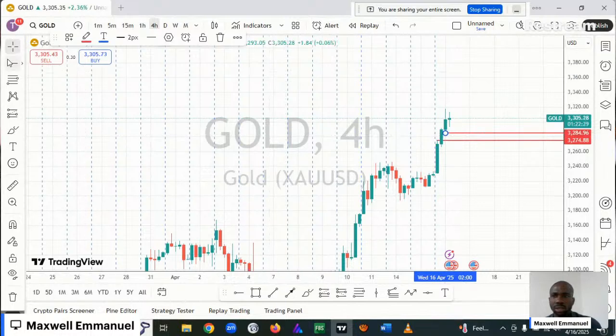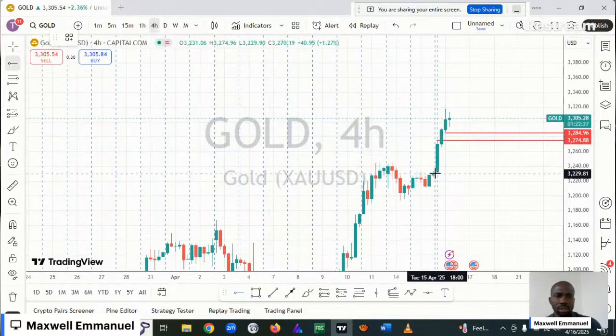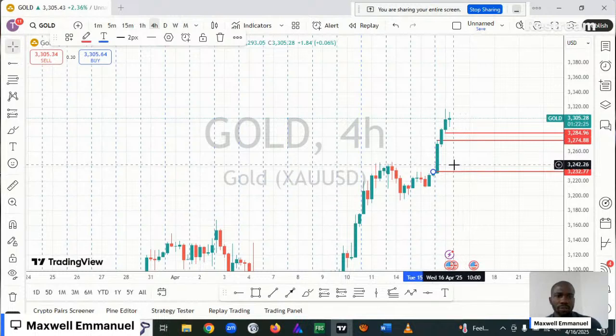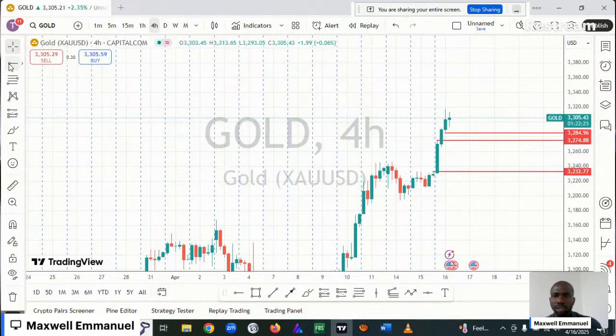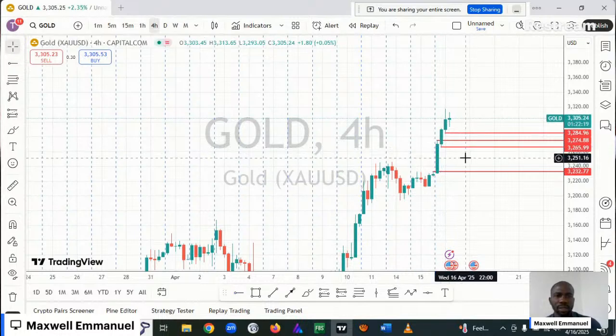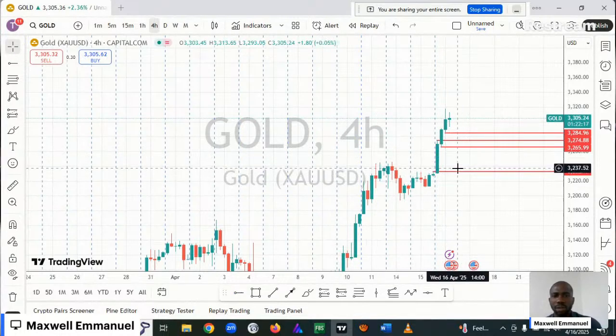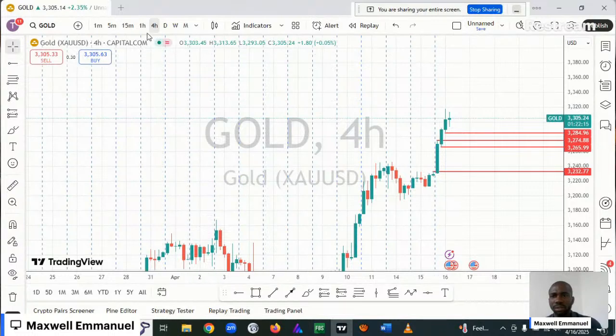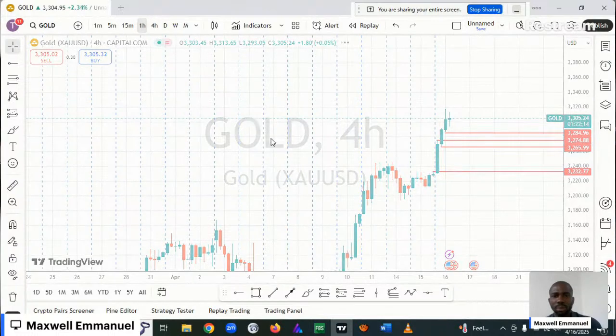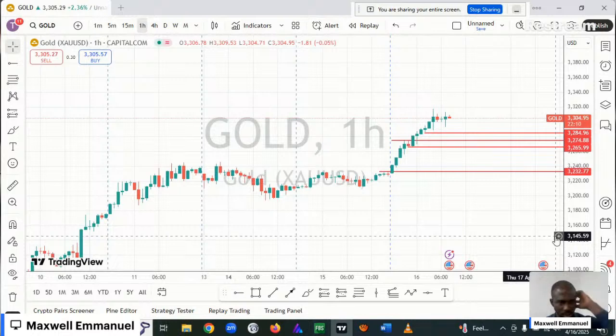I'd love gold to pull back to test this fair value gap, but the probability of a pullback to this area is very slim. Buying gold now.